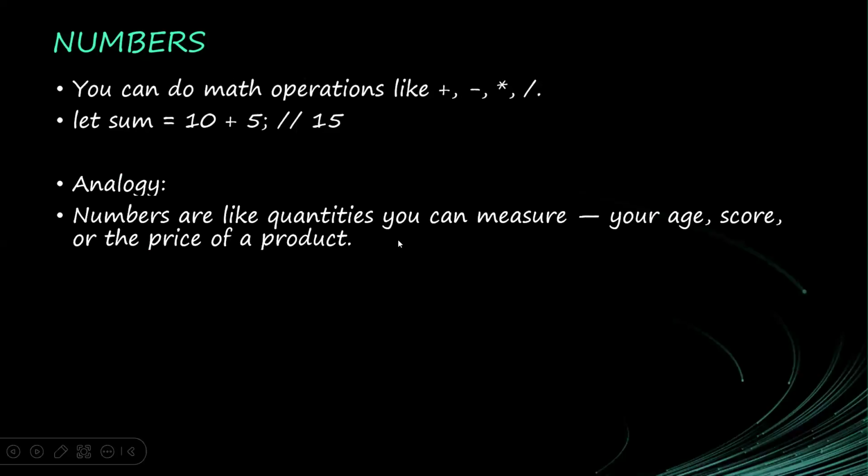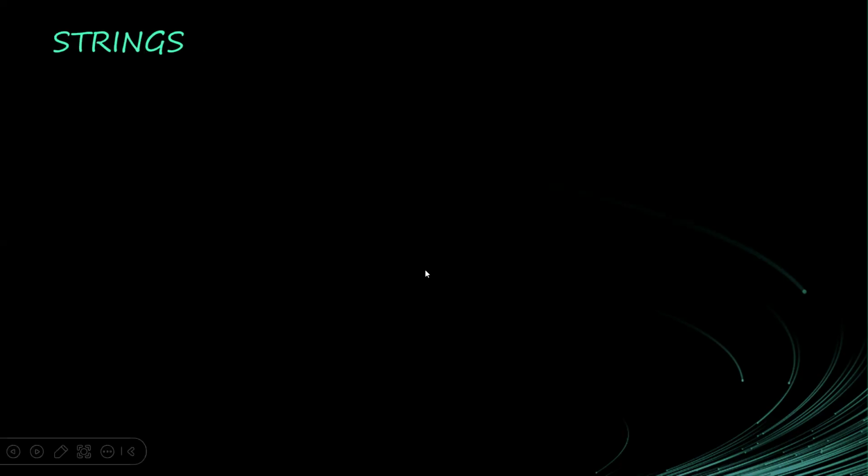Numbers are like quantities you can measure. Anything that you can measure, any numerical value, these are numbers. Your age can be measured, your score can be measured, the price of a product can be measured. So whenever you have any data that's numerical, that is the number data type. So we also have strings.